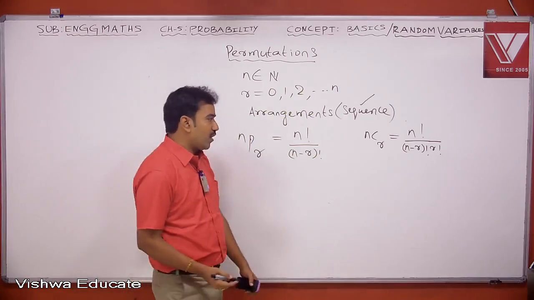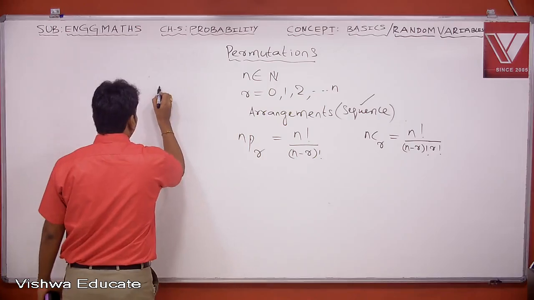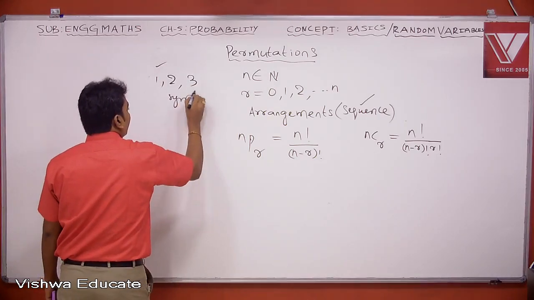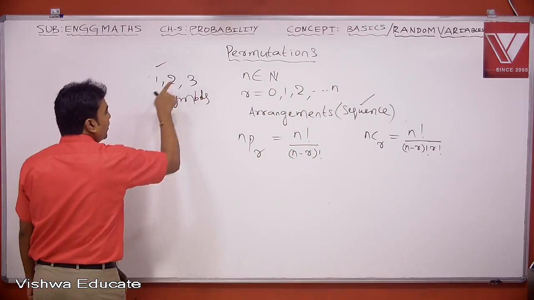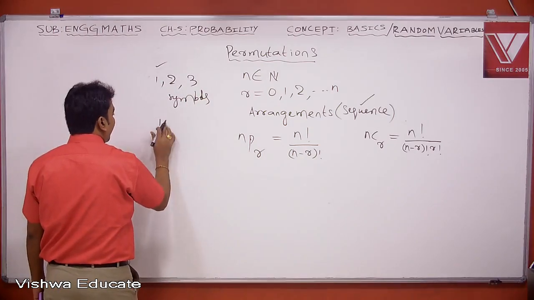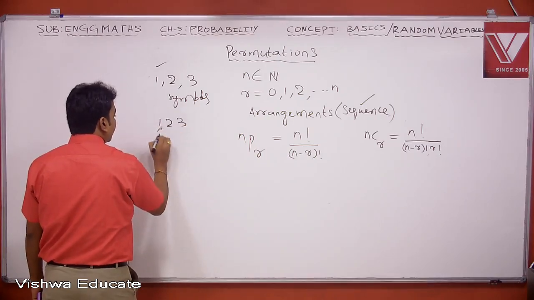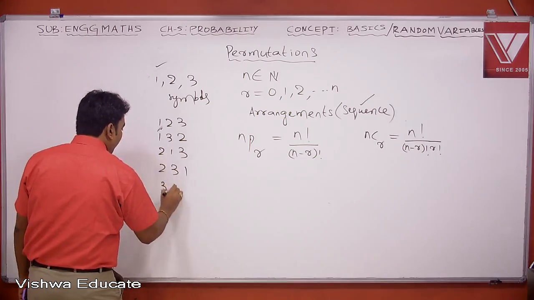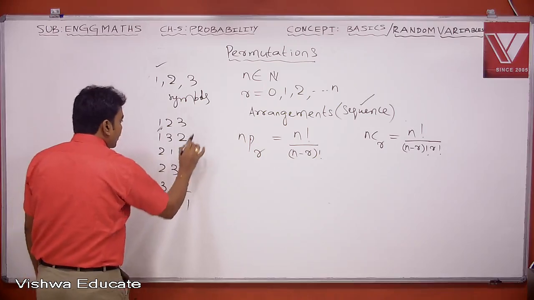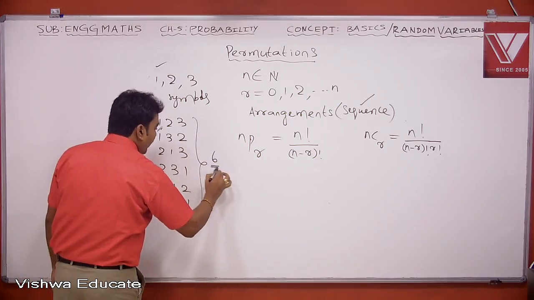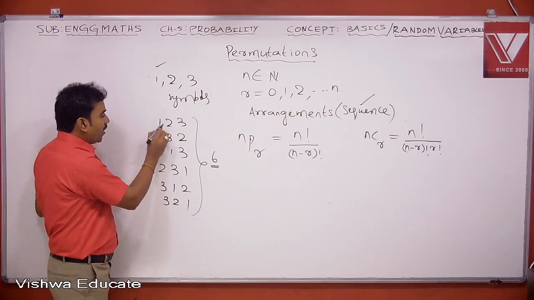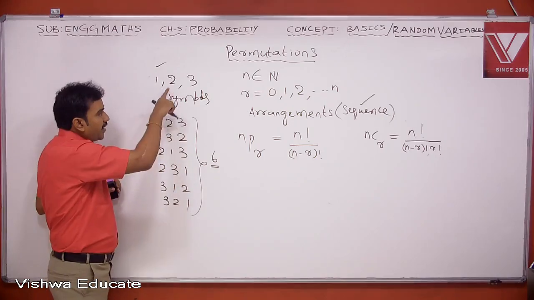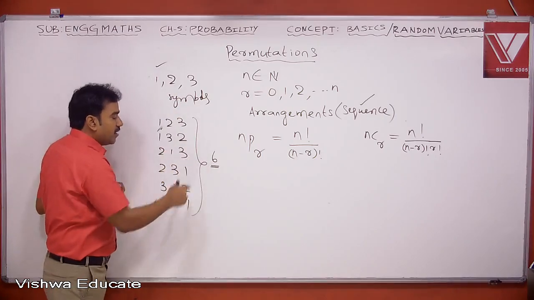Let me tell you one example. Suppose I have three symbols. Let us see in how many ways these three symbols can be arranged. They can be arranged like this: 1, 2, 3. This is one sequence. 1, 3, 2. 2, 1, 3. 2, 3, 1. 3, 1, 2. And this is 3, 2, 1. So we got totally 6 arrangements. So arrangements or sequence is important. Therefore I can arrange three symbols among themselves in 6 ways.